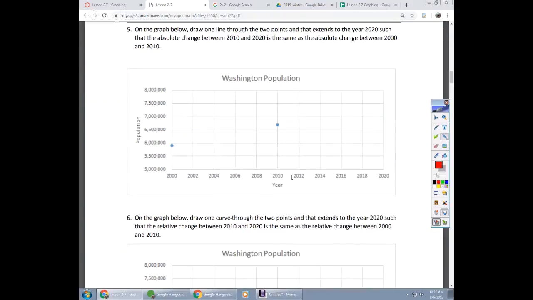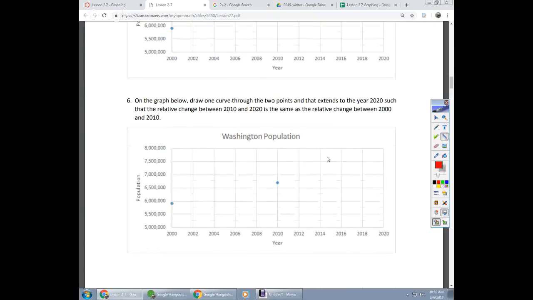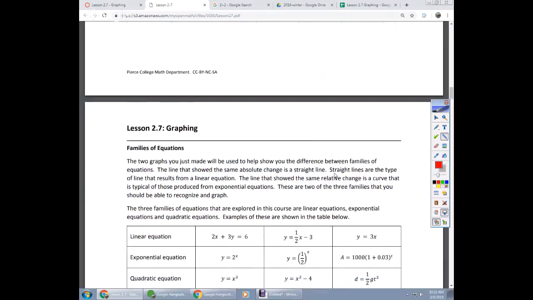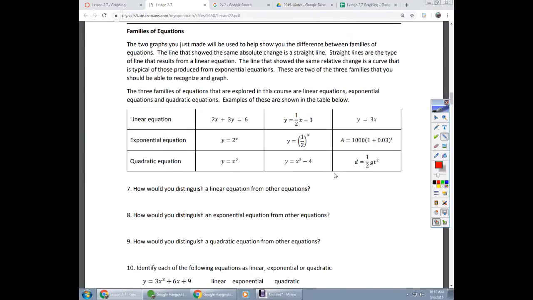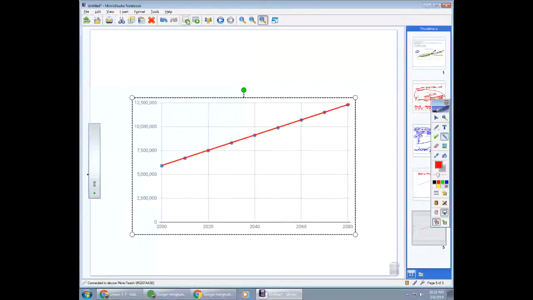So we've taken a look at absolute change gives us a straight line model. Relative change gives us a curved model. And if you come down to the next page, there's families of curves. So the main families are linear, straight line, exponential, which is the same thing as relative change, and then there's quadratic.